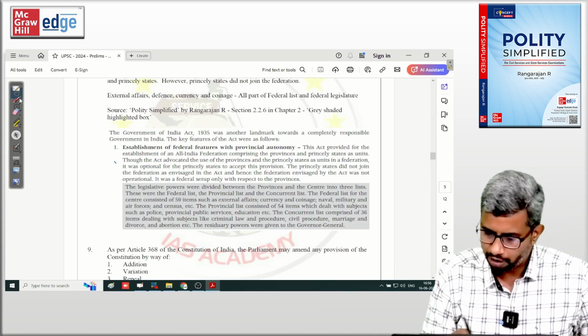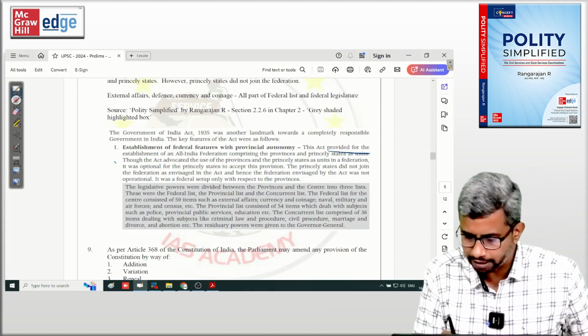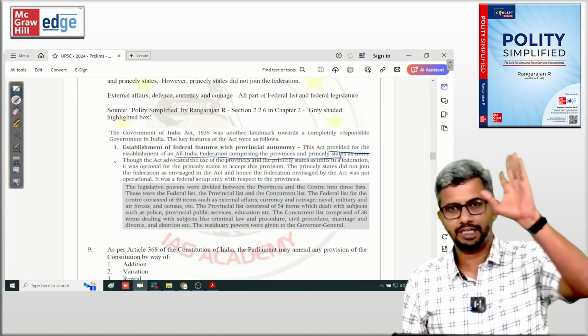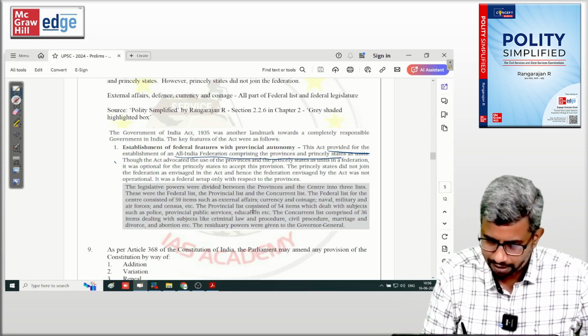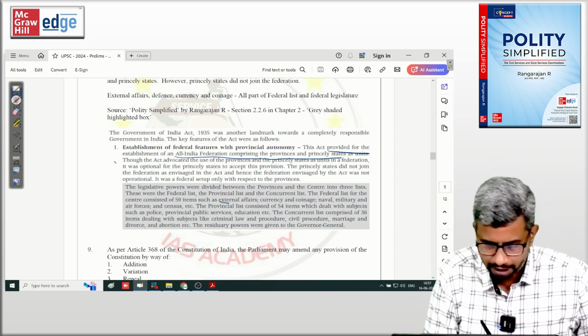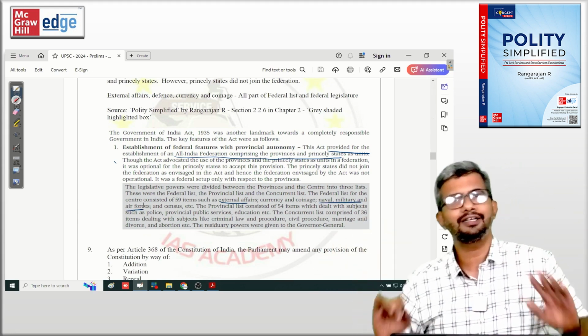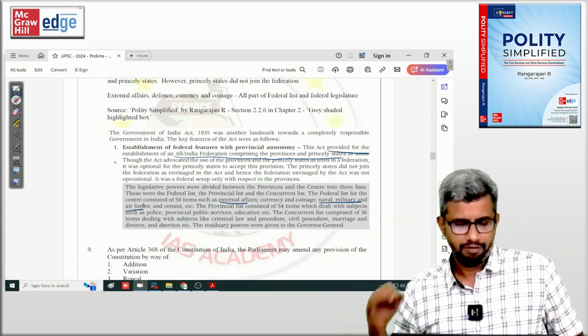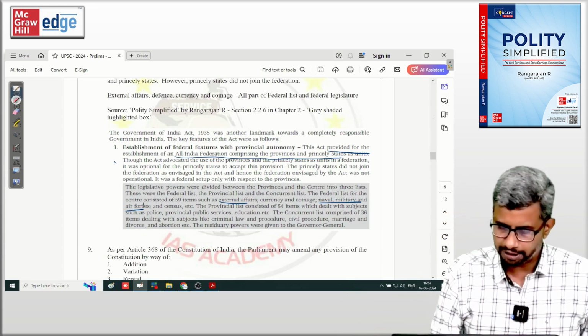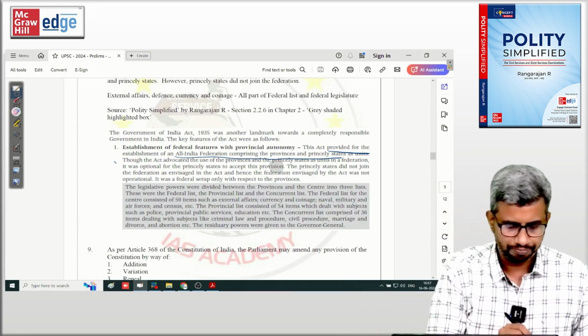It provided for an All India Federation comprising provinces and princely states. First statement correct. And federal list consisted of external affairs, naval, military and air forces, which is nothing but defense. Defense and external affairs, foreign affairs were part of the federal legislature. So both the statements are correct in this question.